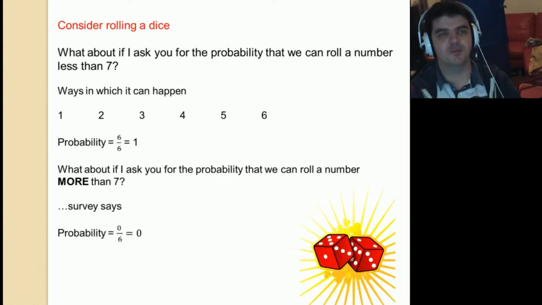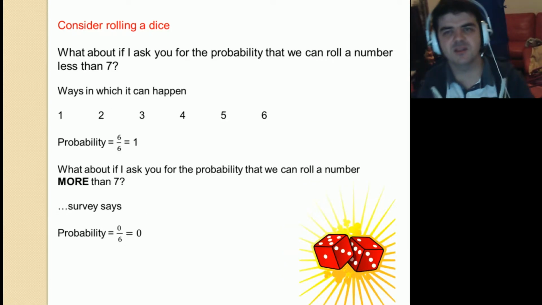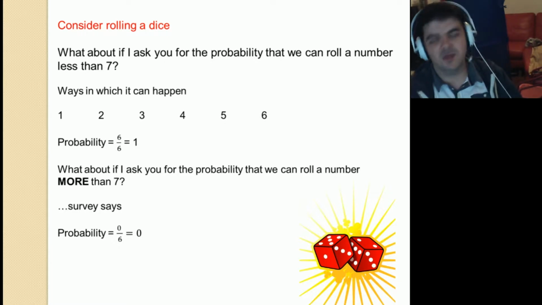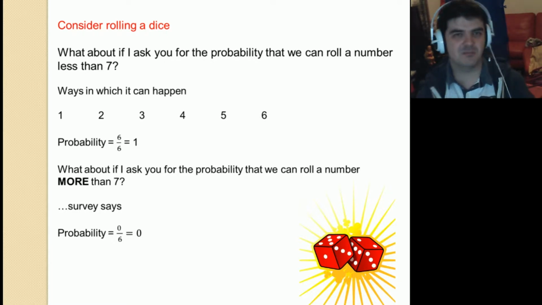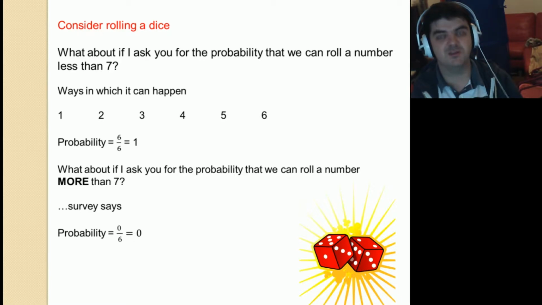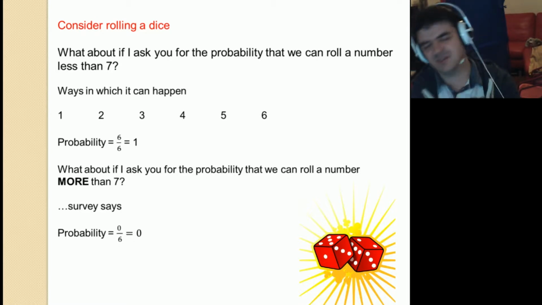Let's do another couple. What if I ask you for the probability that we'll roll a number less than 7? Well, the ways in which it can happen are 6 ways. You can roll a 1, 2, 3, 4, 5, or 6. And that would be 6 out of 6. Now, if you do 6 divided by 6, or how many 6s in 6, you'll get the answer 1.